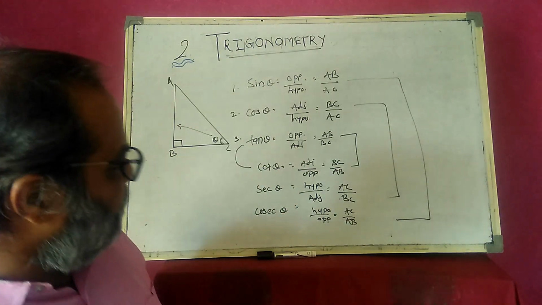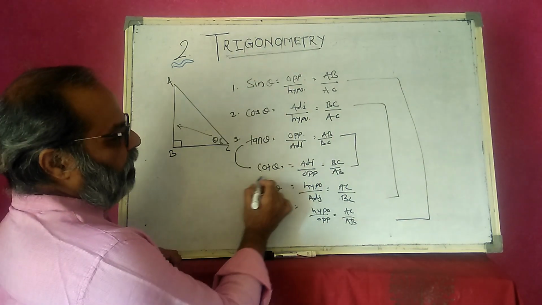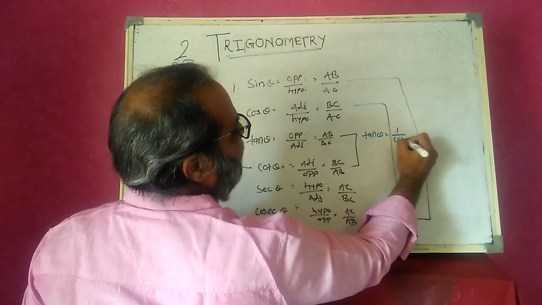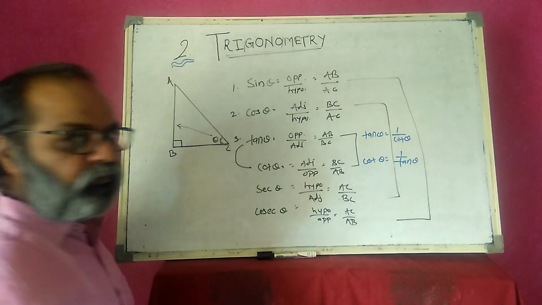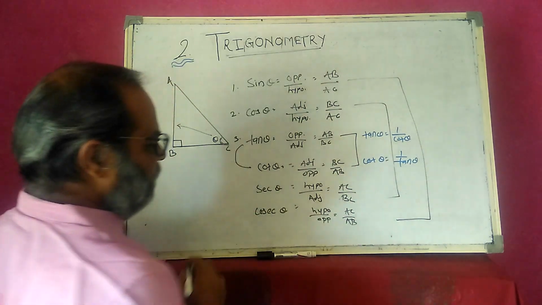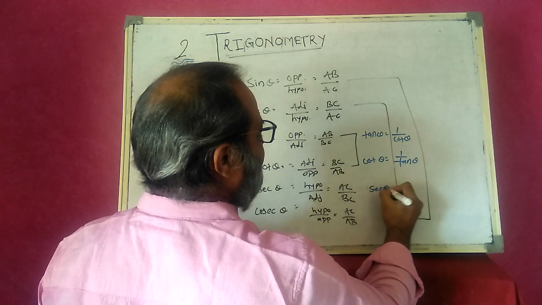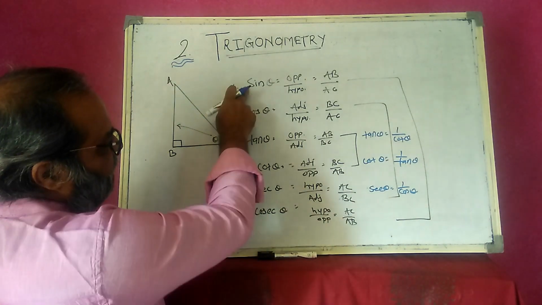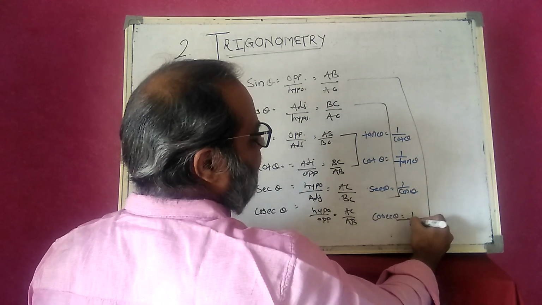Okay, so you just see here, I take a pair. Tan theta and cot theta are inverse of each other. So tan theta is equal to 1 upon cot theta, as well as cot theta is equal to 1 upon tan theta. Now sec theta is 1 upon cos theta. And cosec theta and sin theta are inverse of each other, so cosec theta is equal to 1 upon sin theta.